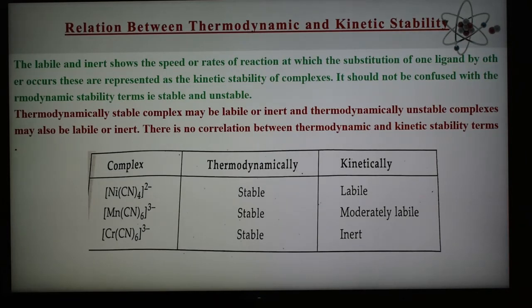To decide whether a complex is labile or inert, a good rule is that complexes that react completely within about 1 minute at 25 degrees Celsius should be considered labile, while those that take longer should be considered inert. This is one of the tests. It may be concluded that inert complexes are not necessarily thermodynamically stable, and labile complexes are not necessarily thermodynamically unstable. Thermodynamic stability of the complex depends on the enthalpy of reaction, while the kinetic stability depends upon the activation energy. So this is the relation between these two types of stability, thermodynamic and kinetic.